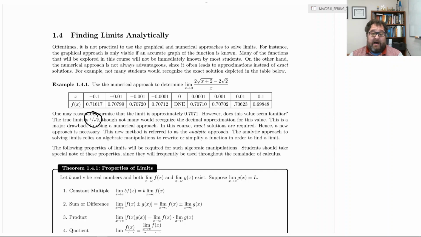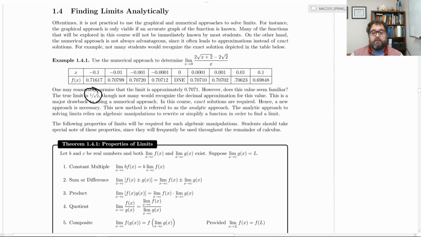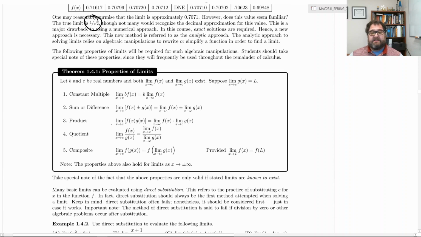So that is obviously a drawback to the numerical approach, and it's the same drawback that we had with the graphical approach. So we need a better way, and analytic methods are the better way. Now, to do that, we need some properties of limits. Properties of limits, and that is theorem 1.4.1.